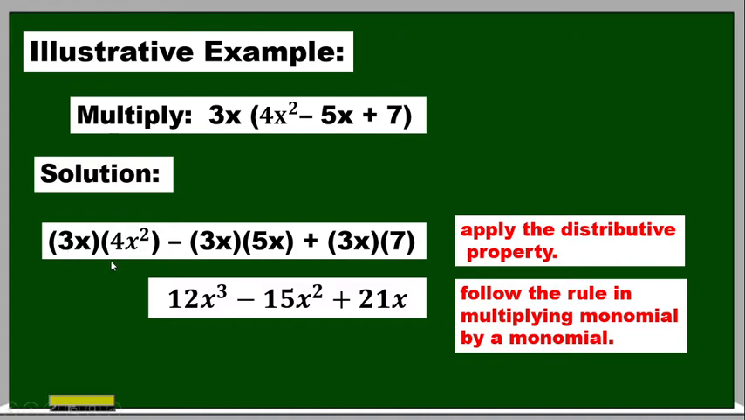So we have 3 times 4 is 12. And then the exponent of x in here is 1 plus 2, so we have 3. Minus, so we have here also minus, 3 times 5 is 15. 1 plus 1 is 2. So we have negative 15x raised to the 2nd power plus 3 times 7 is 21. And then we have x, 21x. So, ganyan lang kadali yung multiplication of monomial by a polynomial.